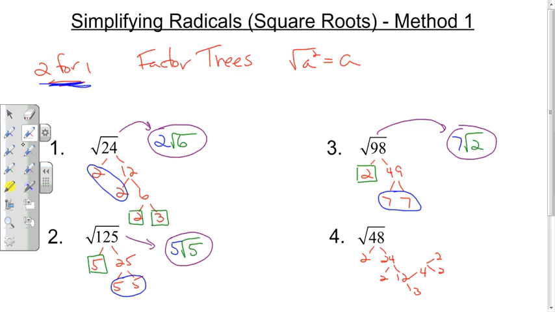Okay, now this one's a little different, but it's still the same. I'm still going to use this 2 for 1 idea, but you notice I have 2 pairs of 2's. So I've got this pair of 2's, which becomes 1 two. I've got this other pair of 2's, which becomes another 2. Again, when I lassoed 2 factors, I take 1 outside the square root. If we notice, I had 1 factor left, the square root of 3. So I'll have to take a moment and simplify that, which gives me 4 root 3.